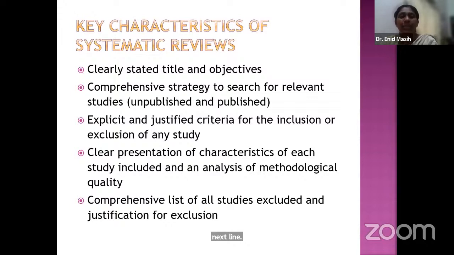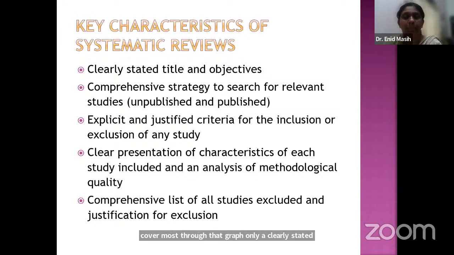Okay. Key characteristics of a systematic review. I think I have covered mostly that part through the graph only. A clearly stated title and objective is important. A comprehensive search for relevant studies. Explicit and justified criteria for inclusion and exclusion of studies. Clear presentation of the characteristics of each study, including an analysis of methodological quality. A comprehensive list of all the studies included and justification for exclusion.